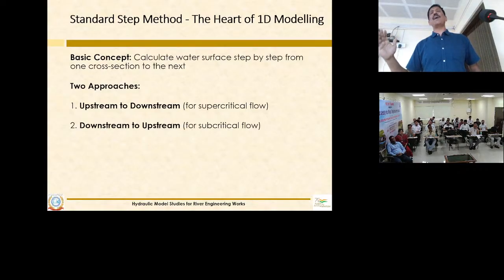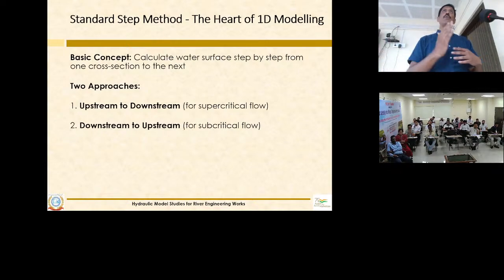Because when the flood is traveling, there are two things: the flow velocity and the wave velocity. In the supercritical flow, the flow velocity is very high, and the wave velocity is very low. So it cannot travel upstream. Basically the flow will be pushed downward, and the wave velocity is low. So the control is on the upstream side. So that's why you have to consider the upstream section and start your computation.